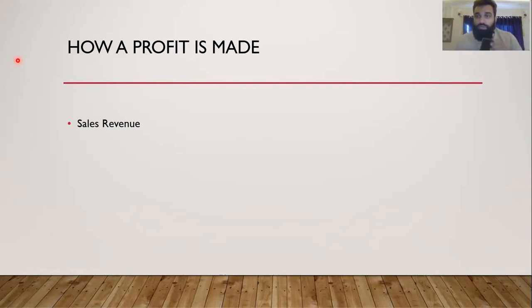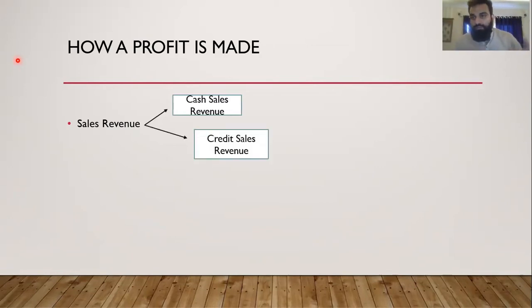But sometimes you don't get the amount straight away. Sometimes your customers come and they use credit cards or they go for installment plans, which means that your customers will pay you on a later date. We also record it as sales revenue, but we call it credit sales revenue. So here we come to know that there are two types of sales revenue: cash sales, where the customer pays cash, and credit sales revenue, when the customer agrees to pay you on a later date.